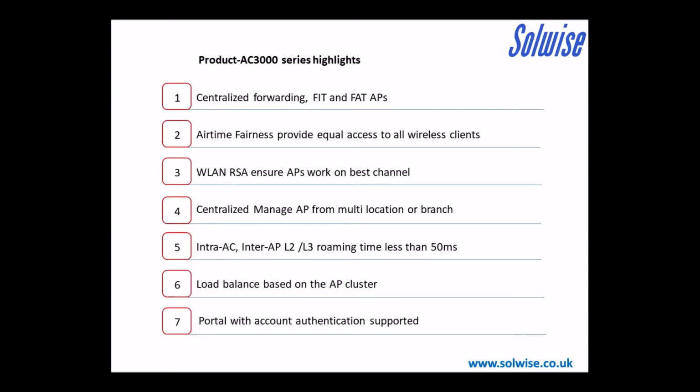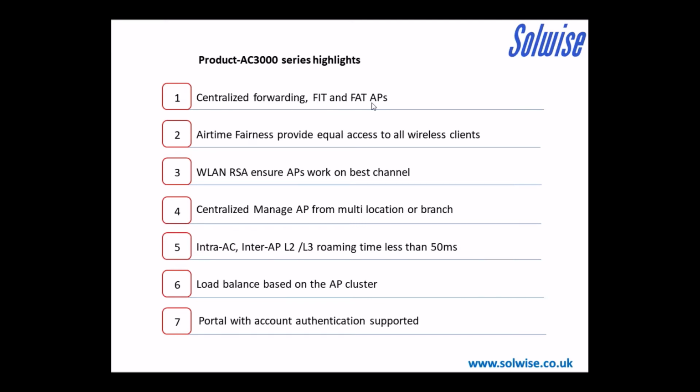So, the main features of the AC3000. Now, started off with the key difference. The key difference is the 3000 can cope with centralized forwarding using fit and fat access points. Centralized forwarding means that the data flow from the client, instead of going through the access point and thence on directly to the destination, be it for example your internet router, that's what they call distributed forwarding.